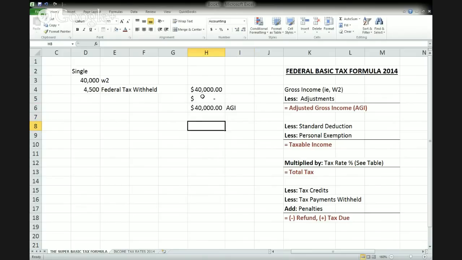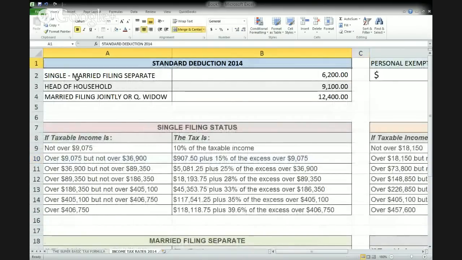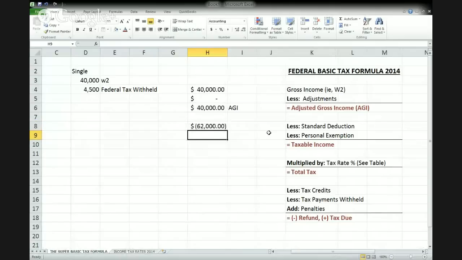After that, we have to remove the standard deduction. In this case, again, this is a given. So we know that we have to reduce it by the standard deduction. So we go to the income tax rates, and we see that the standard deduction for a single person is $6,200. So we're going to go here and say minus $6,200. That's your standard deduction.